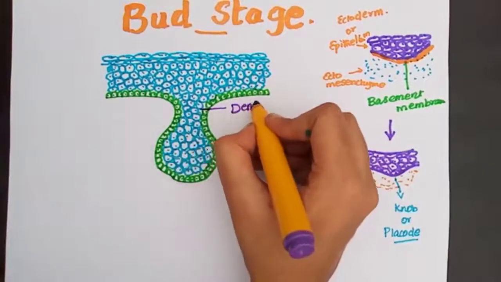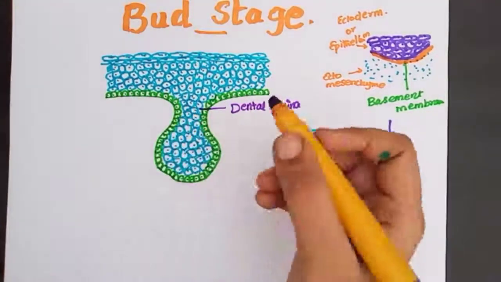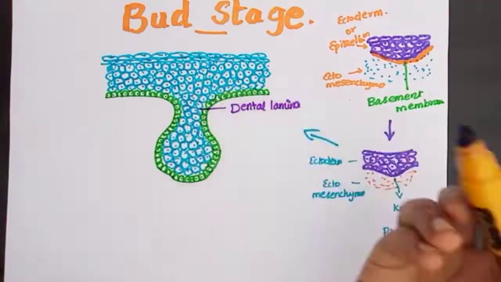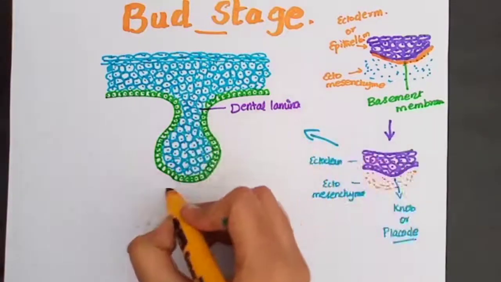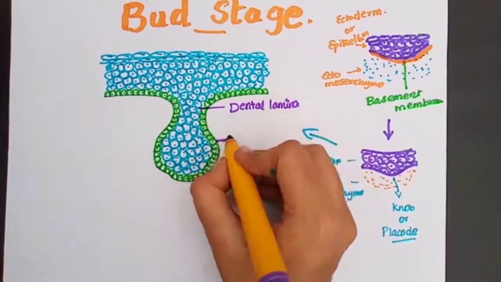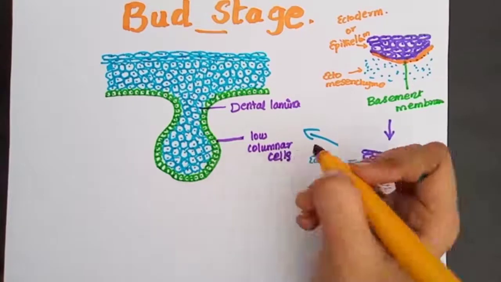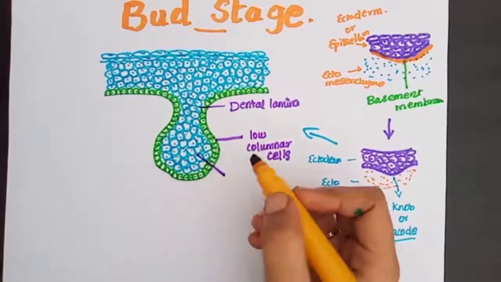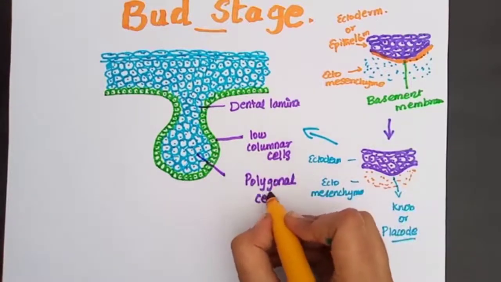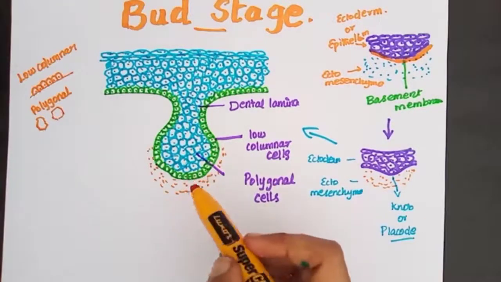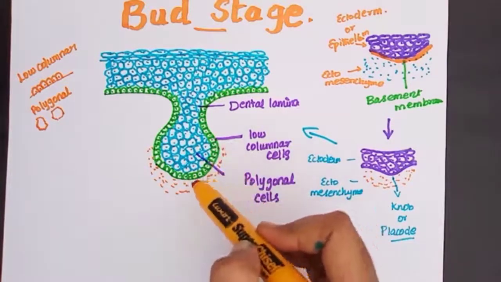This is the dental lamina. It is closer to the enamel organ and the oral ectoderm in the bud stage. The cells that are located at the periphery, that is, along the edge of the enamel organ, are low columnar cells. And those cells that are located at the center are polygonal cells. The cells of the tooth bud and the mesenchymal cells undergo mitosis, that is, they multiply rapidly.